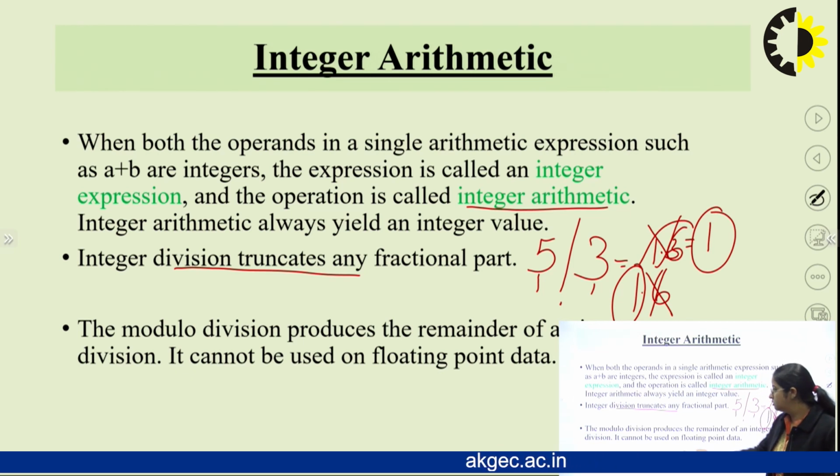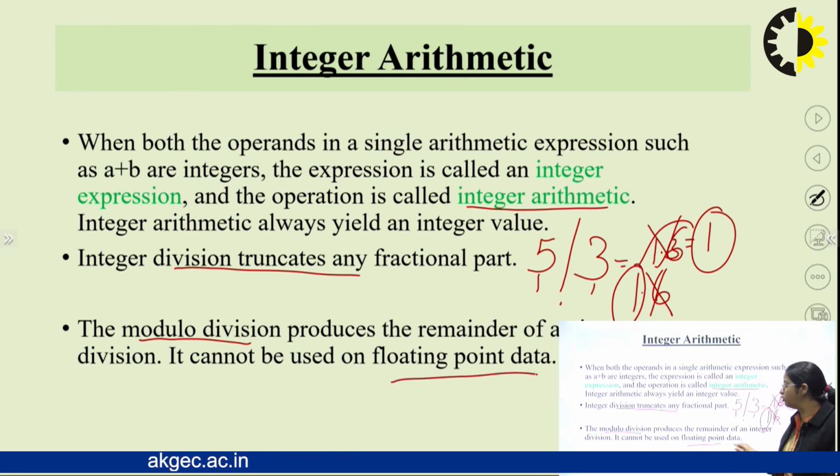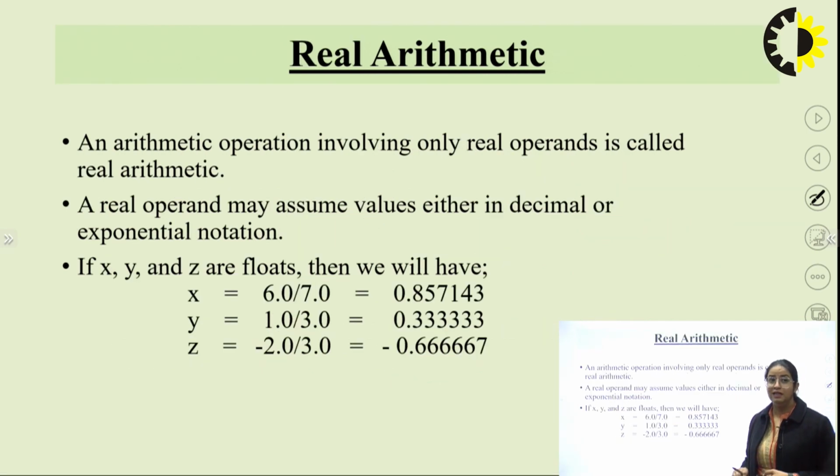One important thing about the modulo operator is that it produces the remainder of integer division. It cannot be floating point data, meaning the remainder must be an integer value, not a floating point value. Okay, next is real arithmetic.